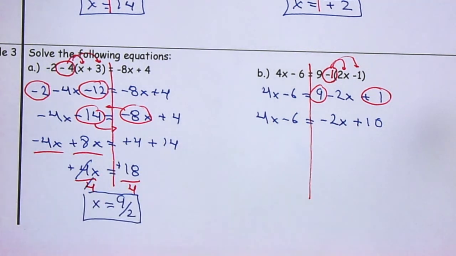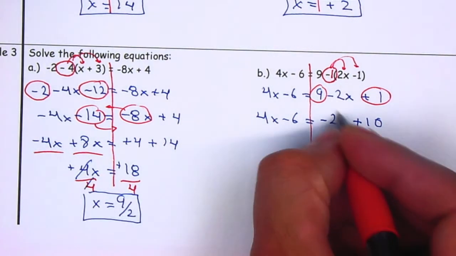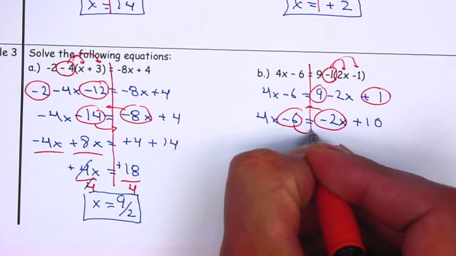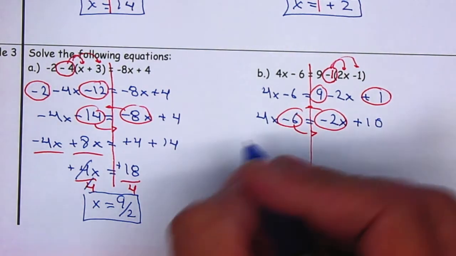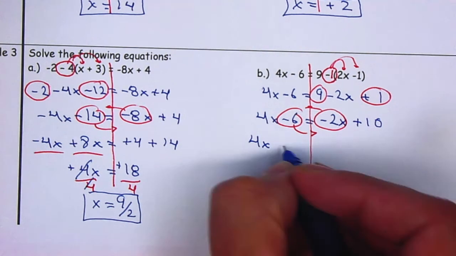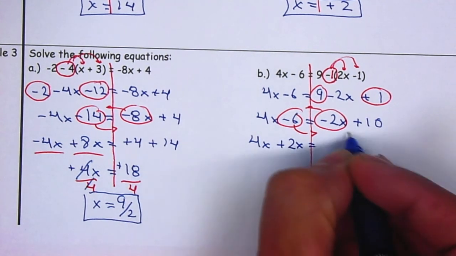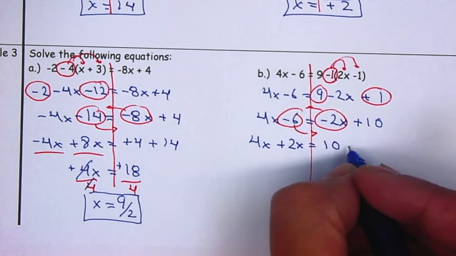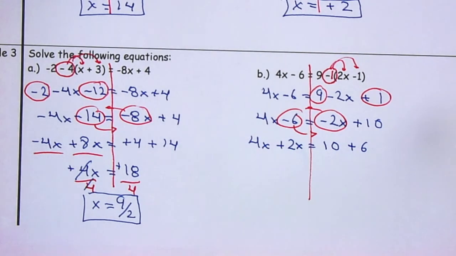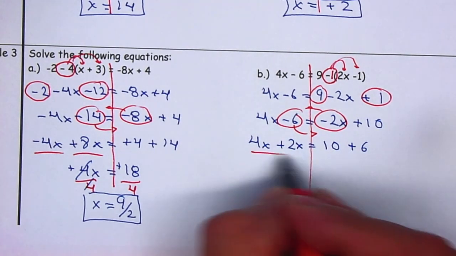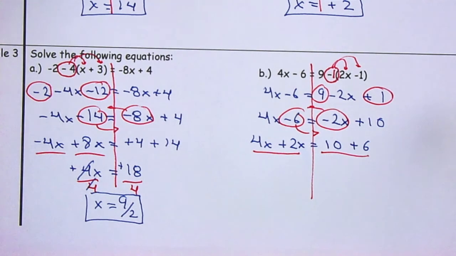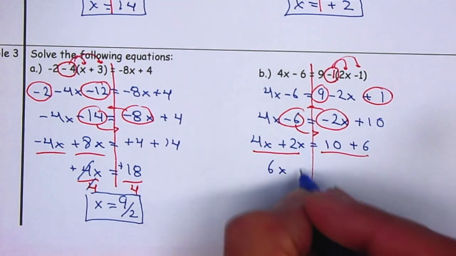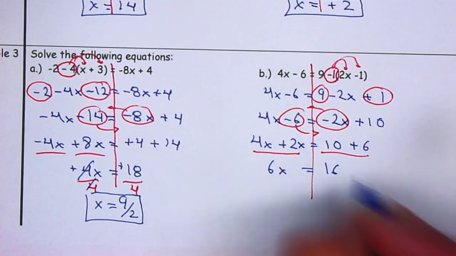Now that I've simplified the left and the right, I can move my x's to the left, my numbers to the right. So I have 4x, that becomes a positive 2x. This is a positive 10. This one becomes a positive 6. Combine like terms. That'll give us a 6x, and on the right will give us a 16.